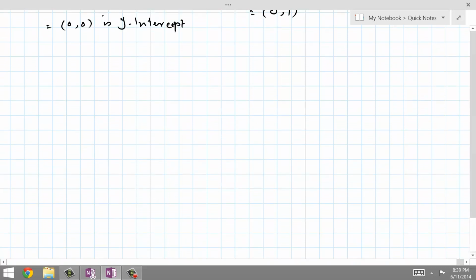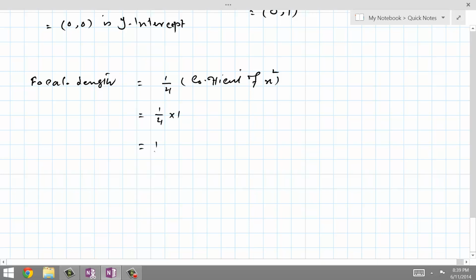Similarly, if we want to find out the focus or focal length, the focal length is in fact 1 by 4 times the coefficient of x square, and that is 1. So 1 by 4 times 1 is equal to 1 by 4. So that is the focal length for all functions, for all f of x, g of x, and h of x.